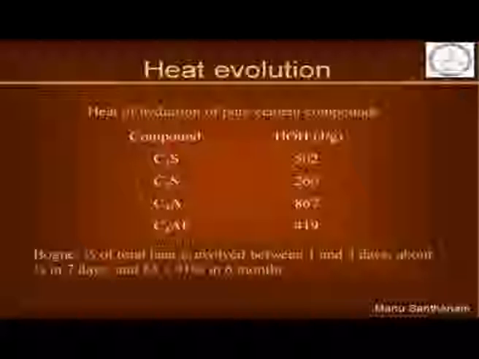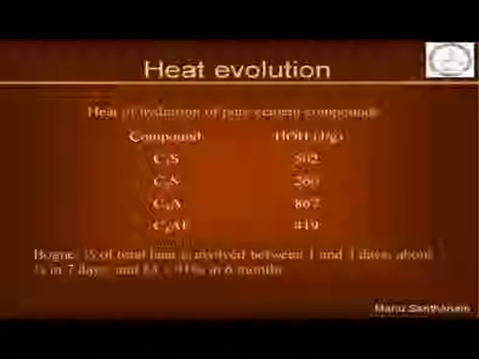Now, the person who formulated the Bogue equations, Bogue himself, also stated about the heat that half of the total heat is evolved between 1 and 3 days, and about 3/4 of the heat is evolved in 7 days, and about 90% of the heat at 6 months. So what does he mean? Actually, if you continue to cure a cementitious system, it will continue to react, and when it reacts, it will continue to liberate heat even for a very long period of time.